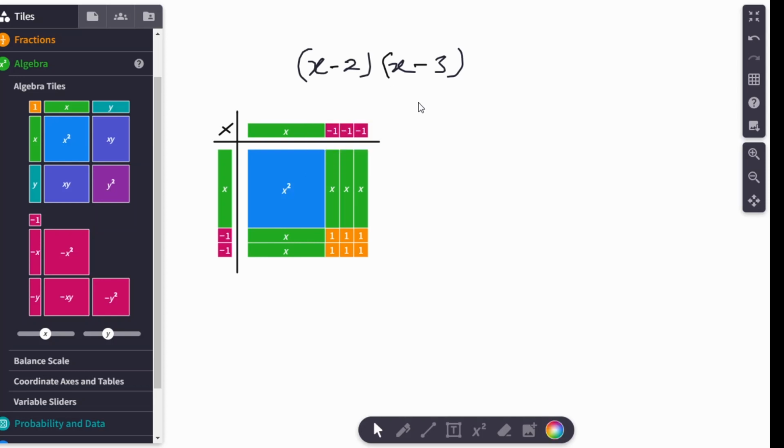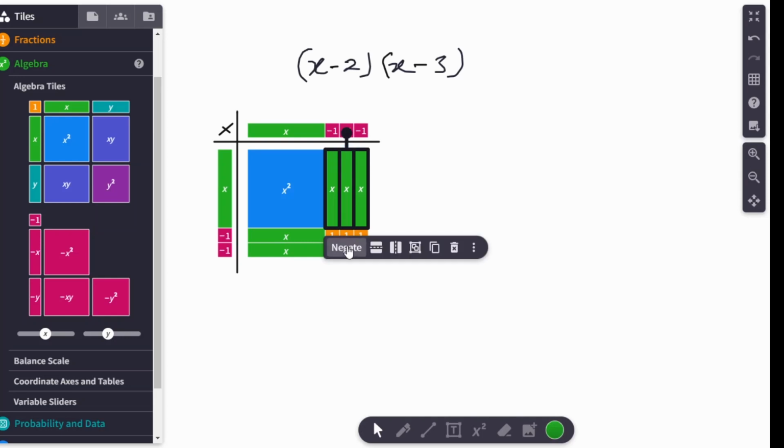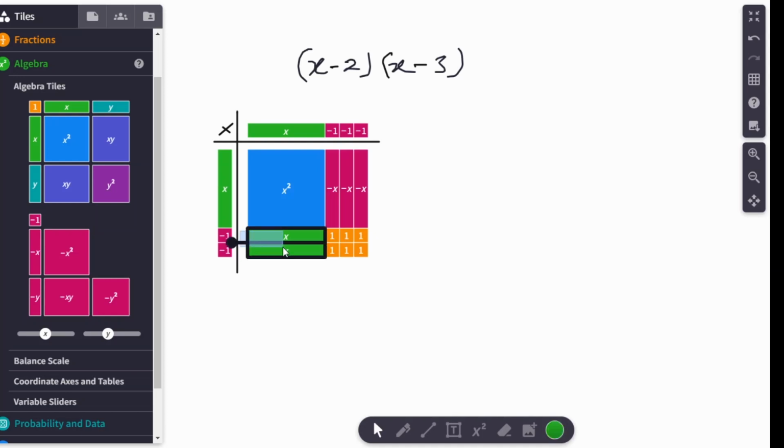So x minus 3. Right, so x times x gives us x squared. Each of the -1 multiplying the x will give us -x. So we need to change this one to -x. So we just have to select them, we negate them. Each of them give us -x. And also x multiplying each of the -1 will also give us -x. So let's do that quickly.